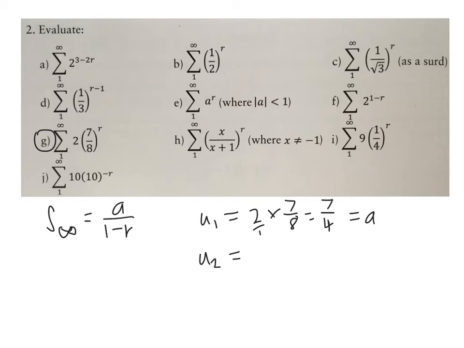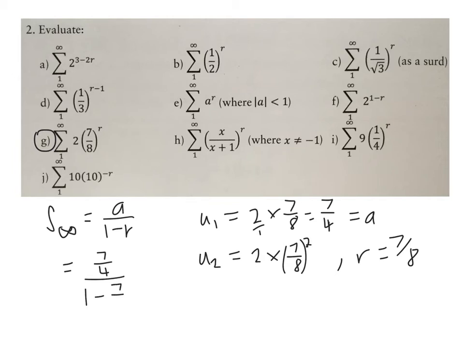u2 then is going to be 2 times 7/8 to the power of 2. Now without working it out, you can see there that it's the same as the last one, only it's been multiplied by an extra 7/8. So that tells you that r then is 7/8. So the sum to infinity would be a, 7/4, over 1 minus 7/8.